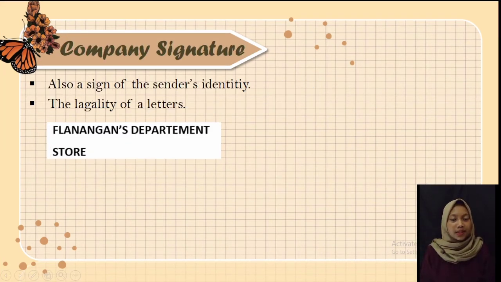Ninth, company signature. The signature is the signature piece. This section is also a sign of the sender's identity as well as the legality of the letter. We can also write the name of the company where we work in capital letters.